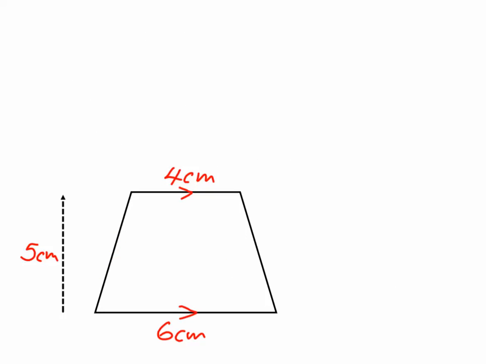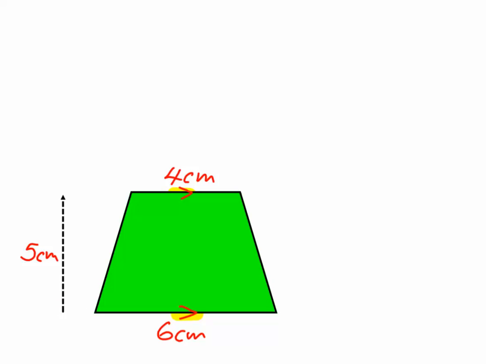In this final example, we have a trapezium. We know it's a trapezium because it's a quadrilateral, it's got 4 sides, and it's got one pair of parallel sides, which means it's a trapezium. Now the area for a trapezium is slightly more complex.